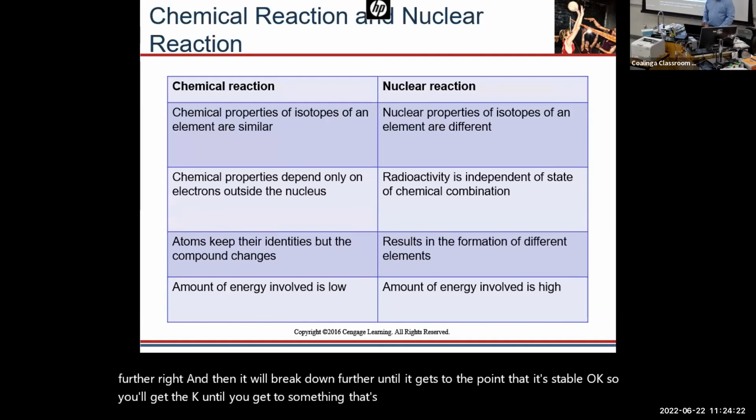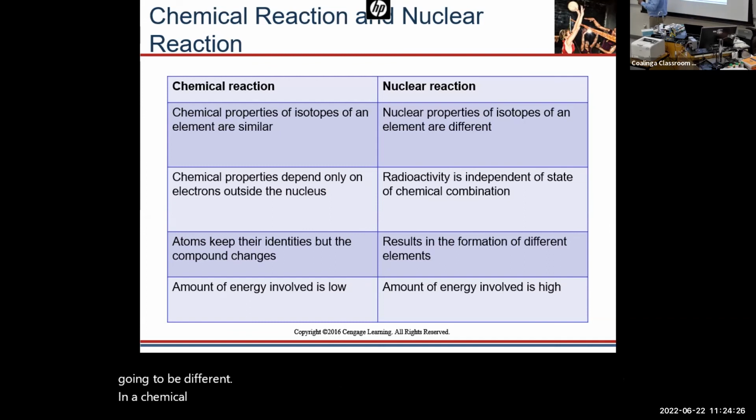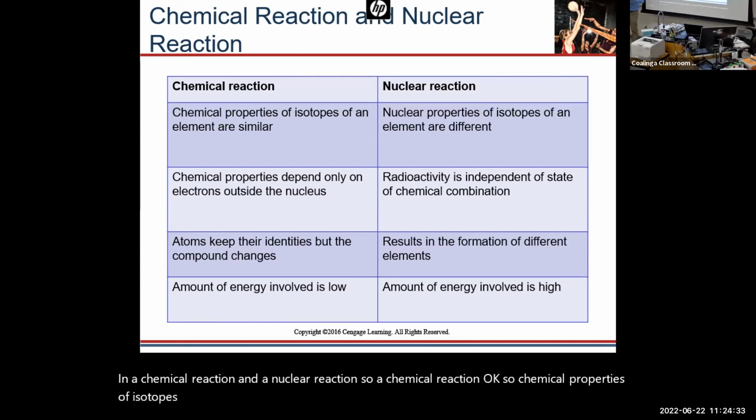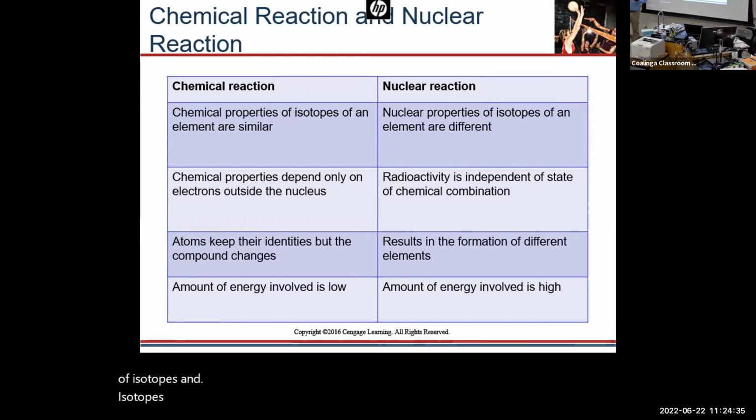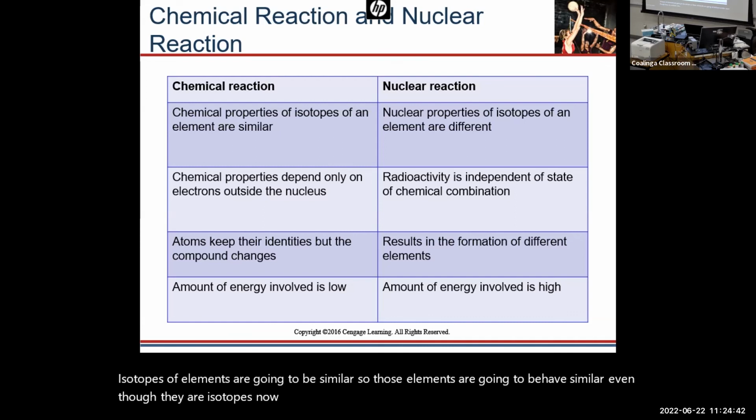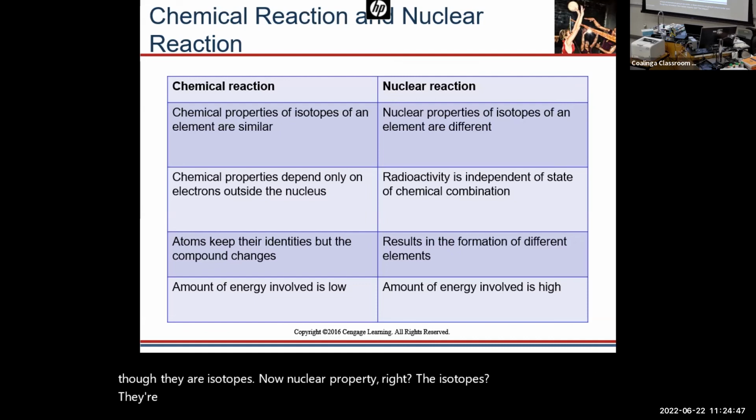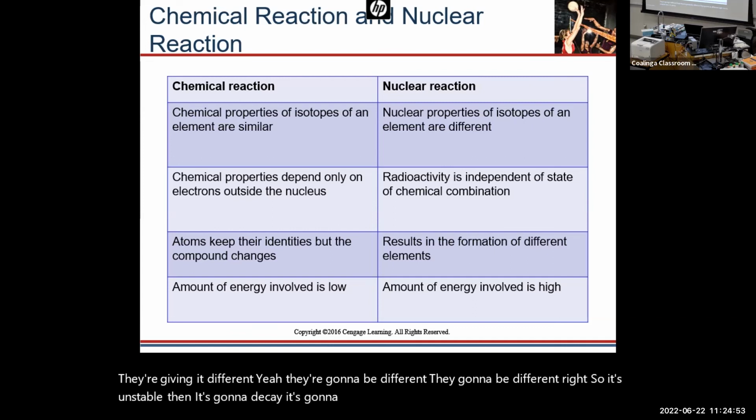Okay, so now here are the things that are going to be different between a chemical reaction and a nuclear reaction. In a chemical reaction, the chemical properties of isotopes of elements are going to be similar. So those elements are going to behave similarly, even though they're isotopes. Now for nuclear properties, the isotopes are going to be different, right? They're going to behave differently. So if it's unstable, then it's going to decay. It's going to cause issues, right? It's going to give off radiation.